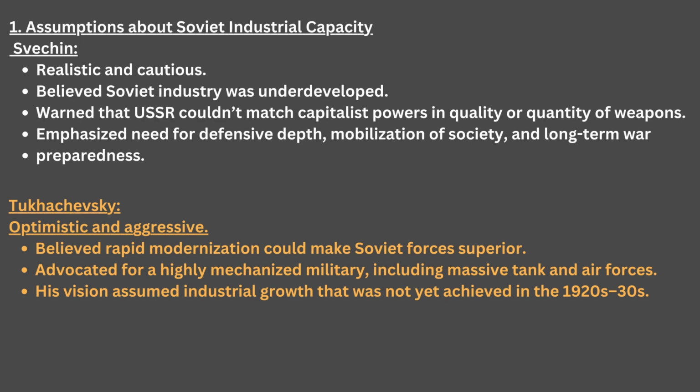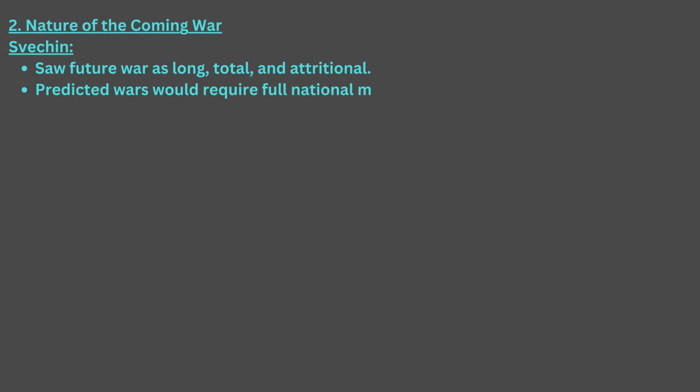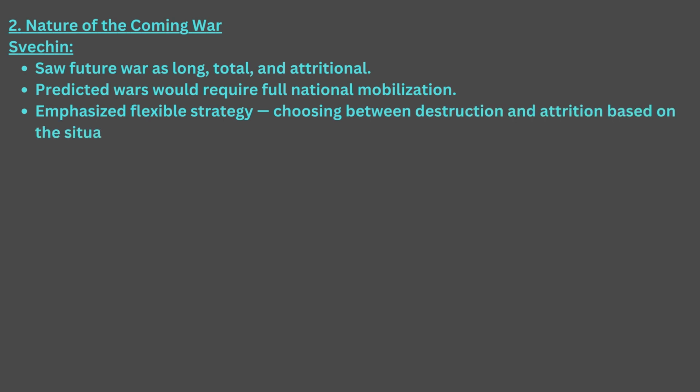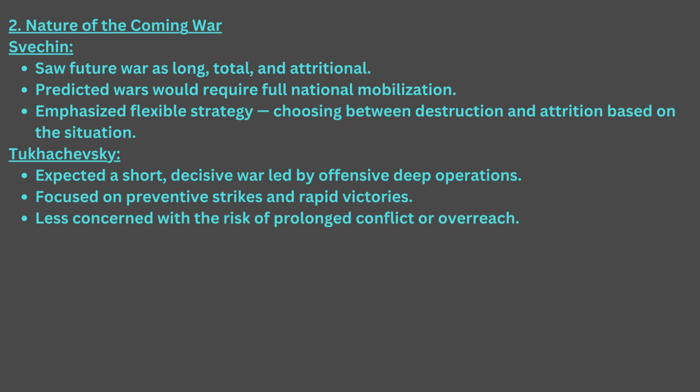Part 2. Nature of the coming war. Svechin's prediction. Future wars would be long, total, and attritional. He saw the need for full national mobilization. The whole country would have to be involved. His strategy? Flexible, choosing between destruction or attrition depending on the situation. Tukhachevsky's belief. He expected a short, decisive war, focused on offensive deep operations, striking quickly and aggressively. Loved the idea of preventive strikes and rapid victories. But Tukhachevsky was less concerned about the risk of prolonged conflict or overreach, something Svechin warned against.